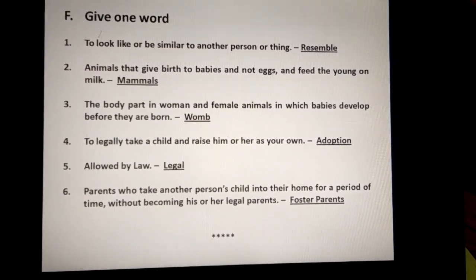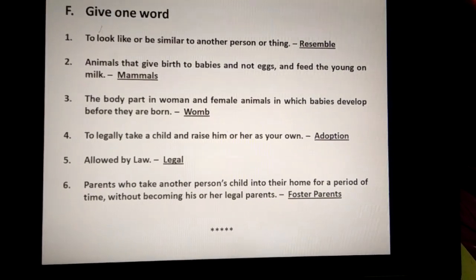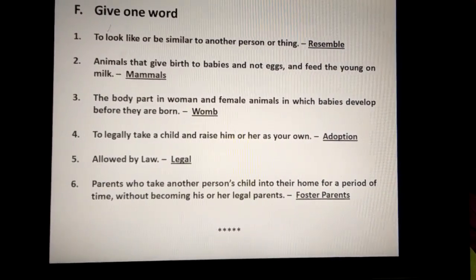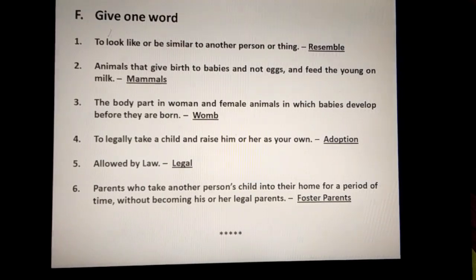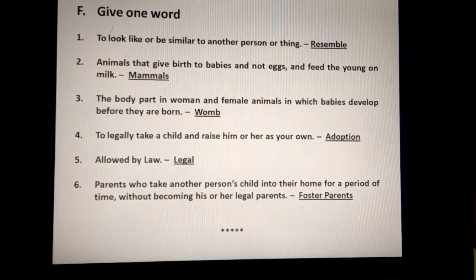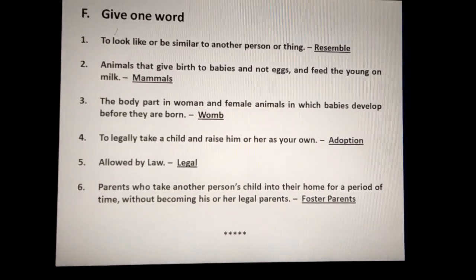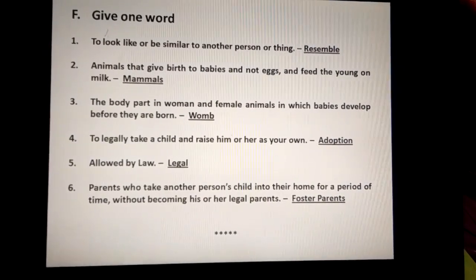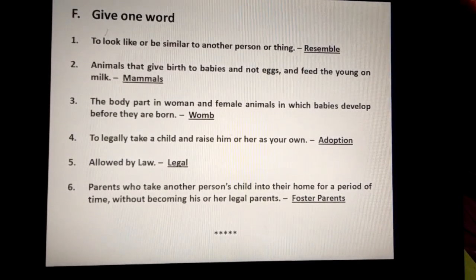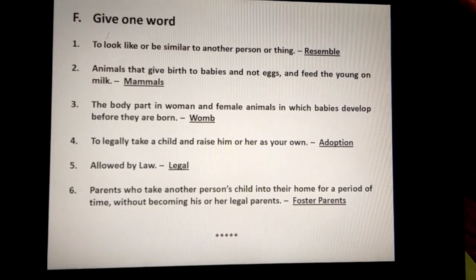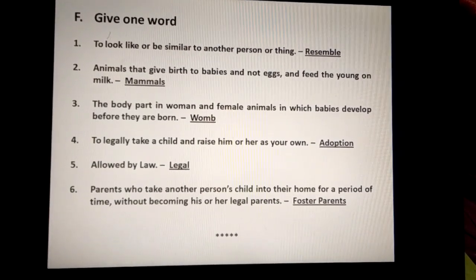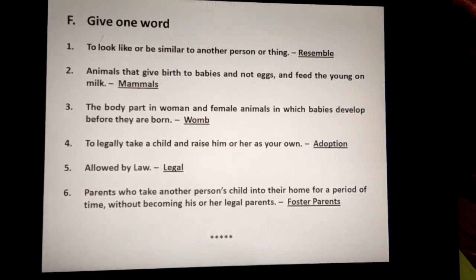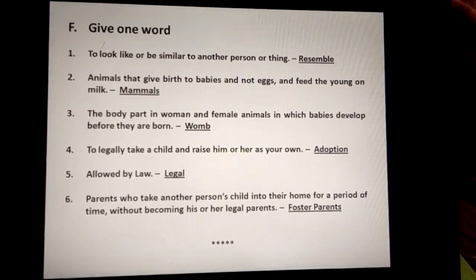Fourth, to legally take a child and raise him or her as your own. That is adoption. Fifth, allowed by law. That is legal. Sixth, parents who take another person's child into their home for a period of time without becoming his or her legal parents. That is foster parents. With this, we finish with the chapter, The Young Ones.